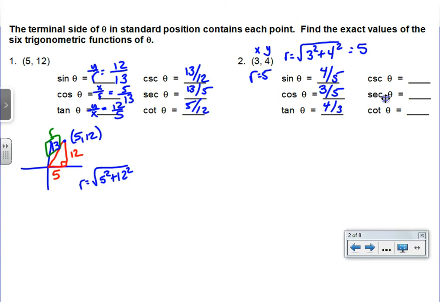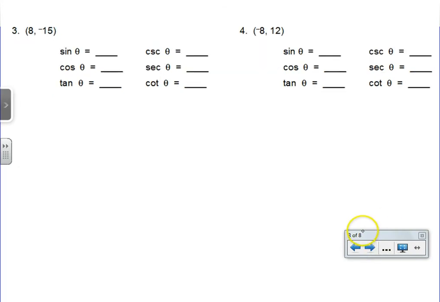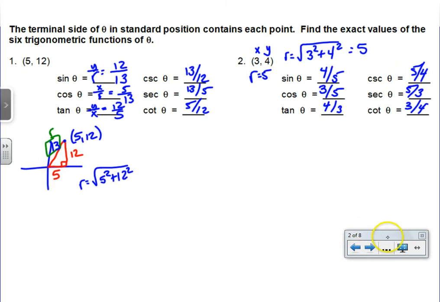Could you still draw it out, make a triangle, do SOHCAHTOA the old way? Absolutely. But I think you're going to find that this is a lot quicker. Cosecant is going to be sine's reciprocal, so 5 over 4. Secant is cosine's reciprocal, 5 over 3, and cotangent is 3 over 4. Okay, any issues? Okay. Do you need me to go back?